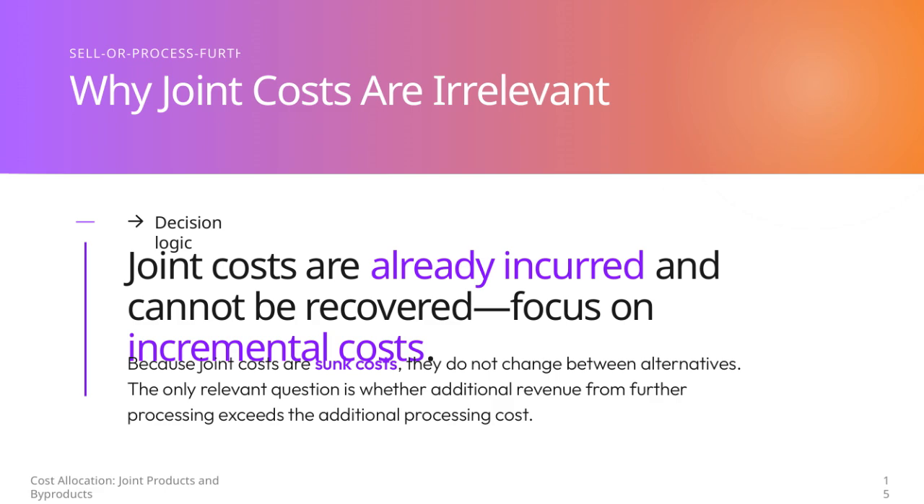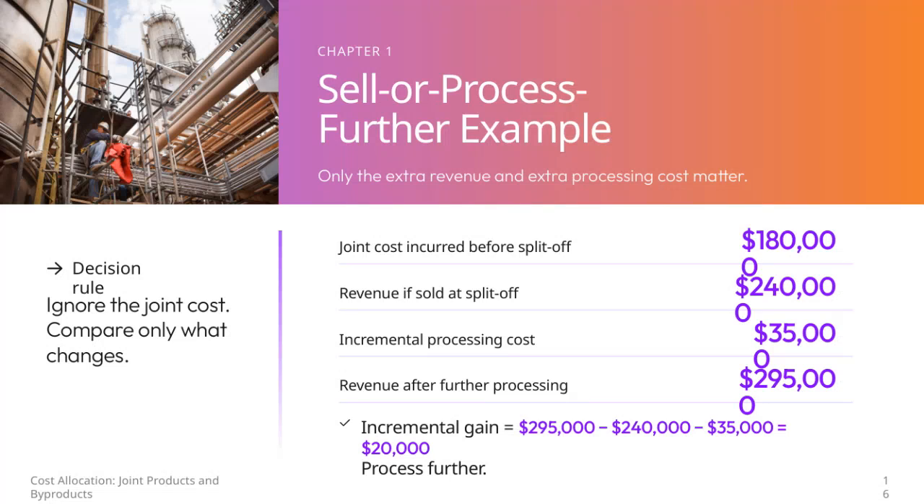This helps us determine if it's financially beneficial to continue processing or to sell the product as is. Understanding this concept is crucial for effective cost allocation between joint products and byproducts. When making decisions about joint products, the key principle is to ignore the joint cost incurred before the split-off point because it is a sunk cost and does not affect the decision. Instead, focus only on what changes after that point.